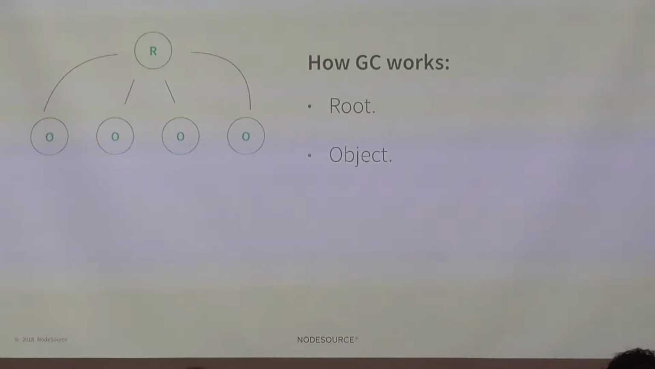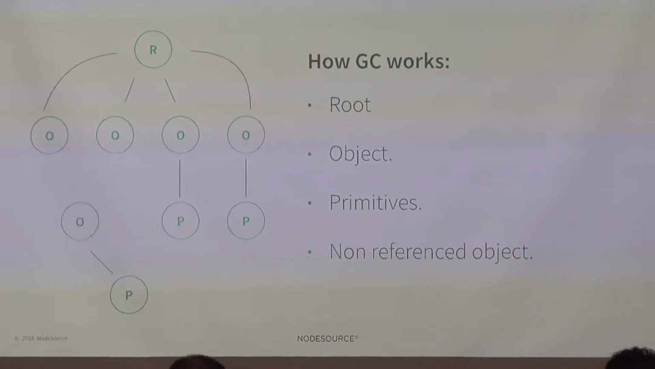Then we have the objects. These objects contain primitives, and the primitives are strings, numbers, booleans, and all that stuff. So what is collected by the garbage collector? Well, the ones that are not connected to the root object, or the window, or the global in the npm module.